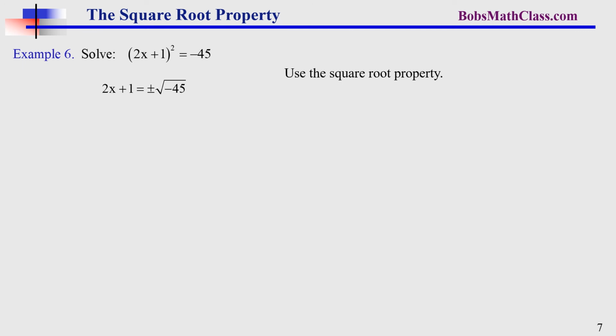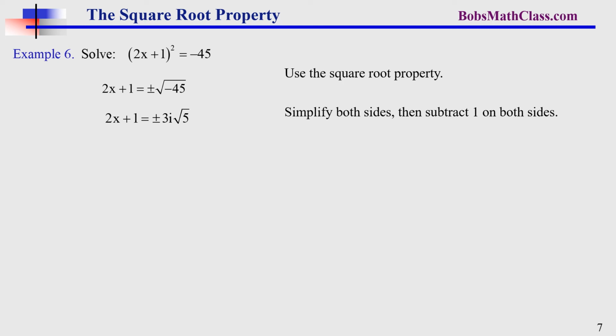Okay, a few things to do here, right? We have a negative in the radical. That means we're going to put an i in front. And then we're going to simplify the square root of 45. 45 is 3 times 3 times 5. So we're going to pull a 3 out and a 5 stays inside. Okay, so there we go. We have 2x plus 1 equals plus and minus 3i square root 5.